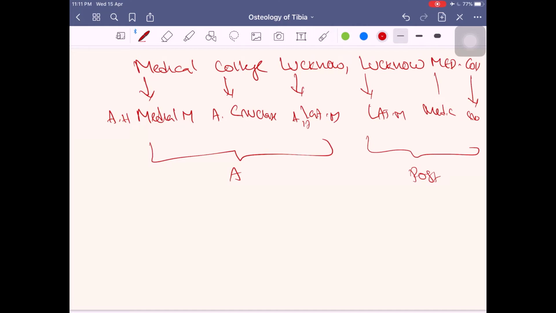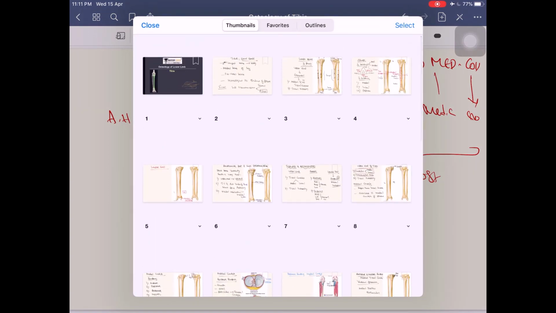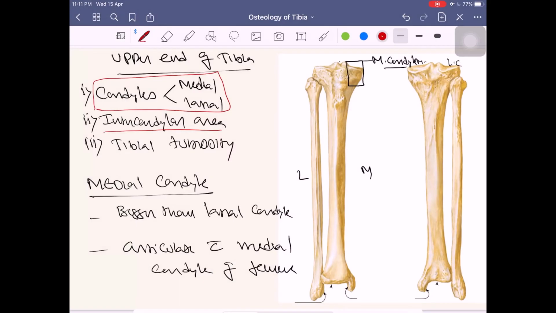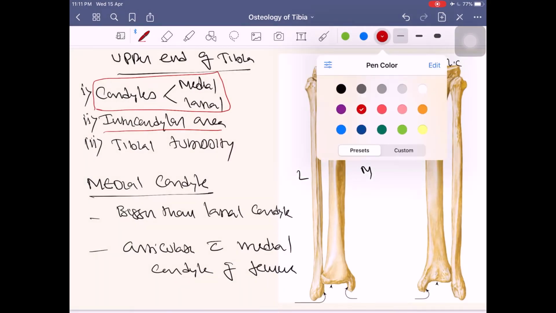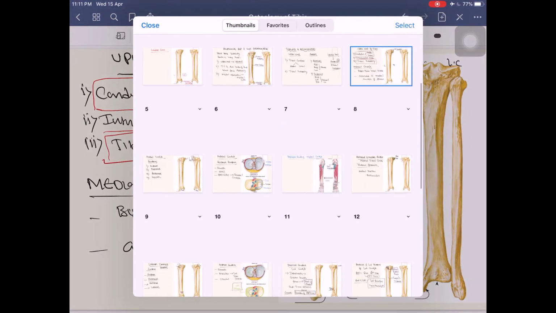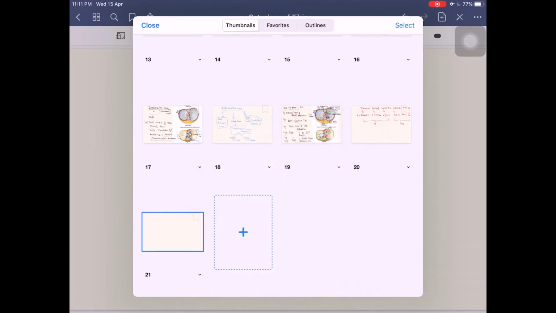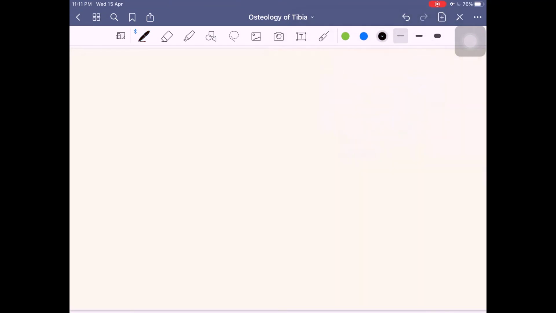In the viva they can highlight this area with chalk paste. They will say write the structure attached. So you have to write this, Medical College Lucknow, Lucknow Medical College. It is important from the exam point of view also. So we go back to this part, and in this slide we are done with the intercondylar area also. Now the last part in the upper end is your tibial tuberosity. So let us go to the tibial tuberosity. With this your upper end will get over.